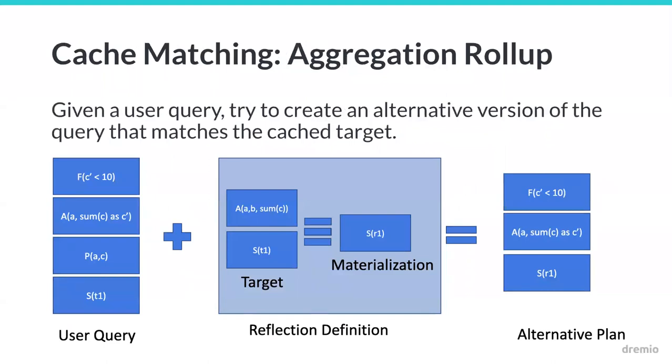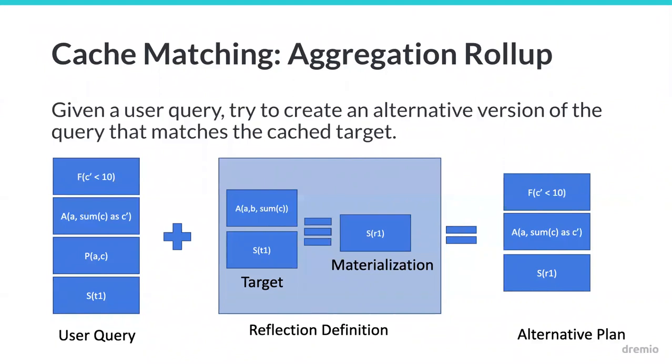So I'll give some examples of how this works. Here, let's say we have a query. On the left, we have our user query, which involves a scan of some table called T1. We then project the columns A and C. From there, we perform an aggregation where we group by A and compute the sum of C, rename it as C prime, and then filter, keeping only the records where C prime is less than 10. This is a very simple example.